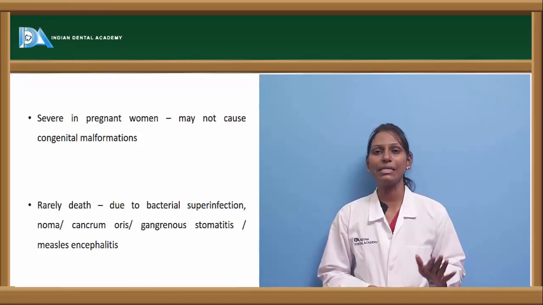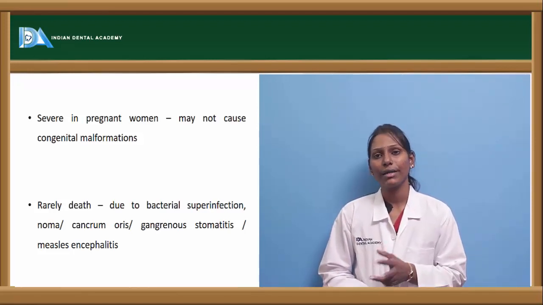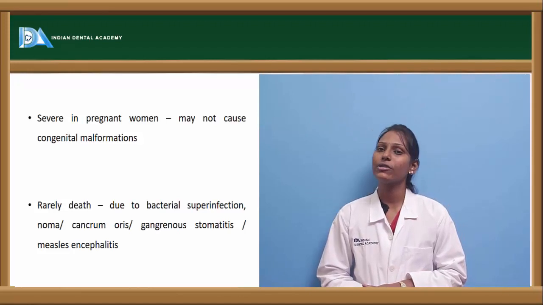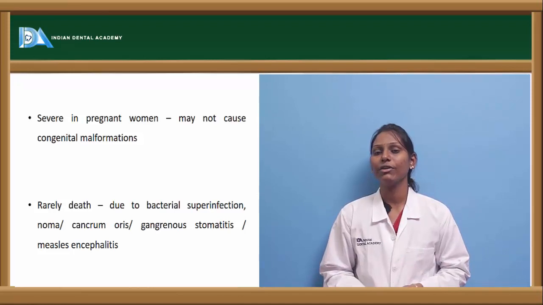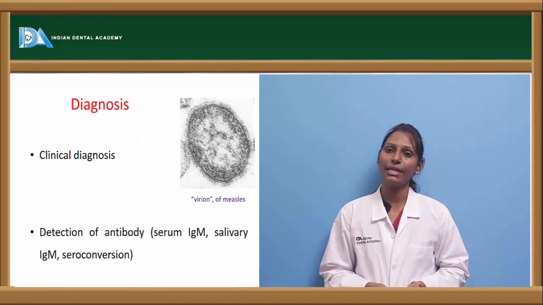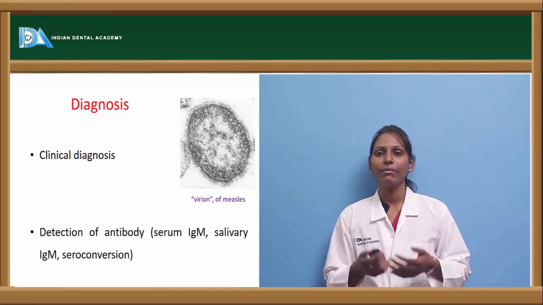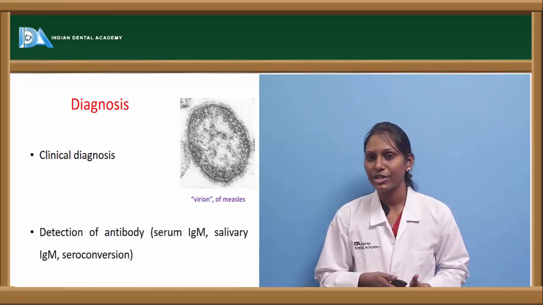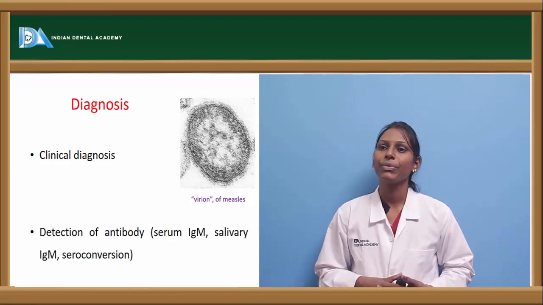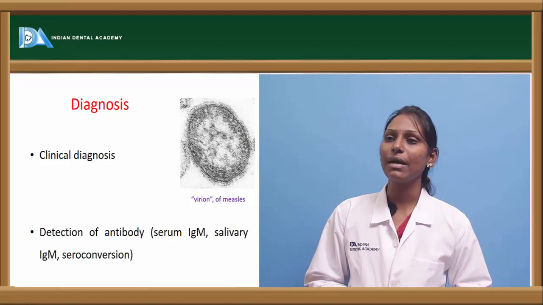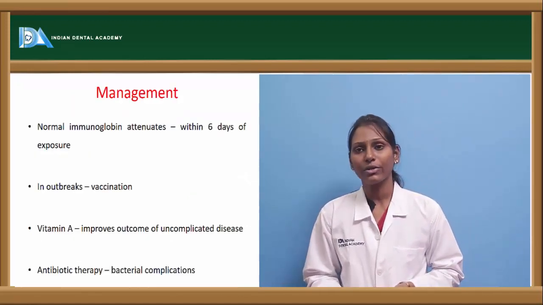It is not just because of measles, but the bacterial superinfection that happens, which includes noma, cancrum oris or gangrenous stomatitis, and also measles encephalitis. These are rare complications which are potentially fatal and can lead to death. Now coming to diagnosis, this is usually a clinical diagnosis, where with the help of maculopapular rashes, Koplik spots and other clinical features, one can easily diagnose measles. However, detection of antibody, that is serum IgM, salivary IgM and seroconversion, will be helpful in diagnosis of measles.